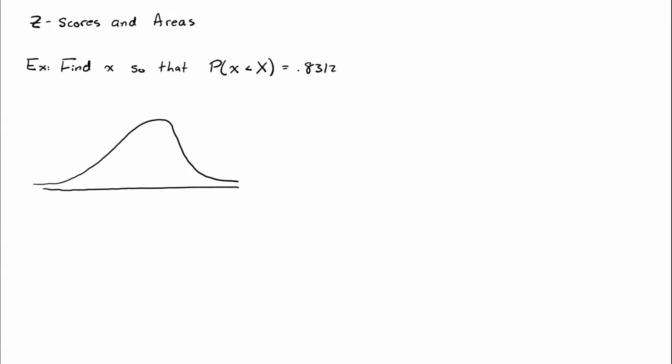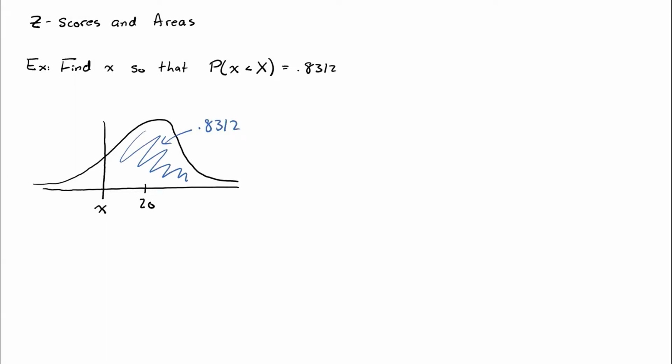Finally, find the value of x so that the probability that x is less than big X equals 0.8312. This problem is the previous two problems in reverse. We are given an area and we have to find an x. Draw a picture and label the mean. We need to be careful where we put our x. We want the area to the right to be 0.8312, so x will have to be on the left of 20. Shade and label the area to the right.